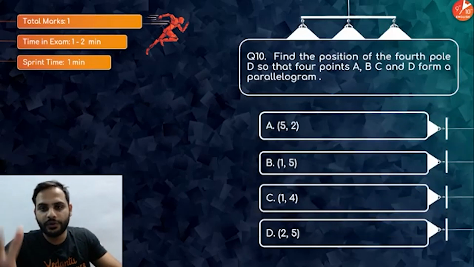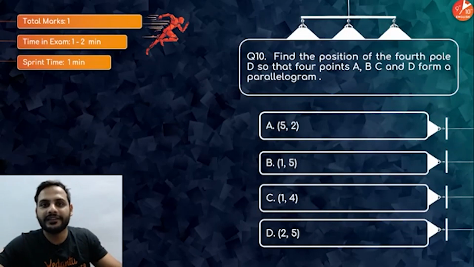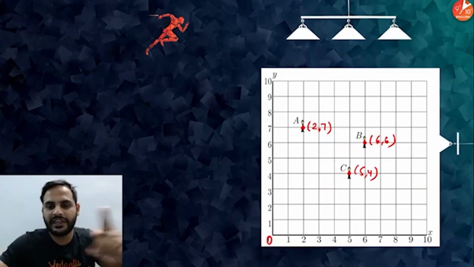Next one, look, next one is a good one. Find the position of the fourth pole D so that the 4 points A, B, C, D form a parallelogram. So look, in this question A, B, C is given.